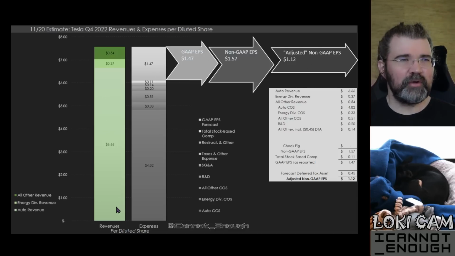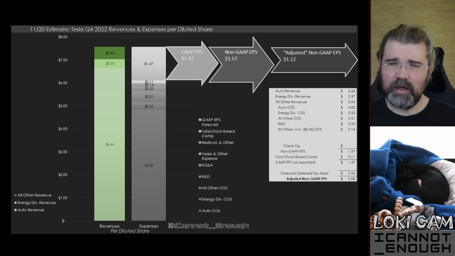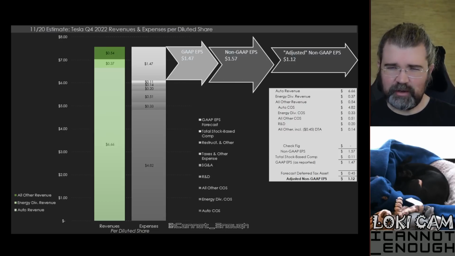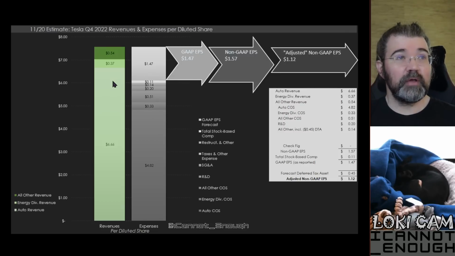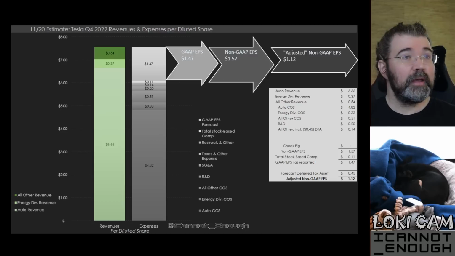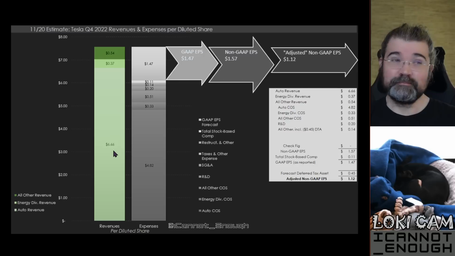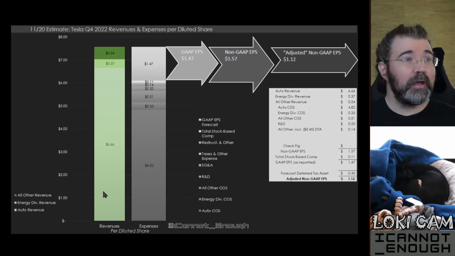I think I want to talk about the revenues first. Everything on this page is shown on a per share basis. So you take the dollars and you divide them by 3.3 billion shares, however many there are. I've got the number in my forecast model, and it comes out to these dollar amounts. The biggest number on the page is $6.66 of auto revenue. That's just how that came out.